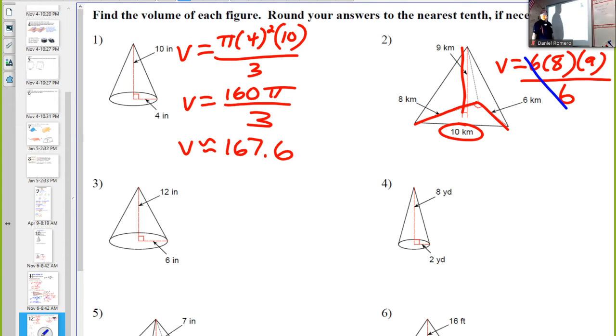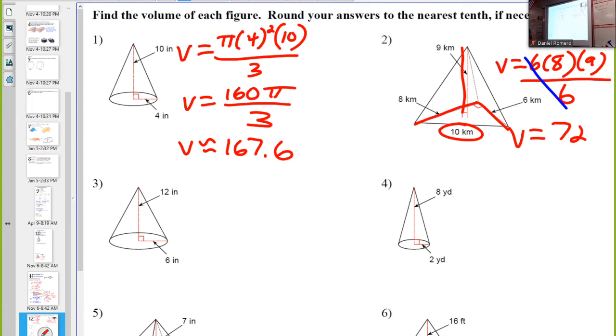You said 72? And all that, yeah. The 10 is just the hypotenuse of the base. You don't need the hypotenuse of the base. They just put that in there to kind of confuse you.